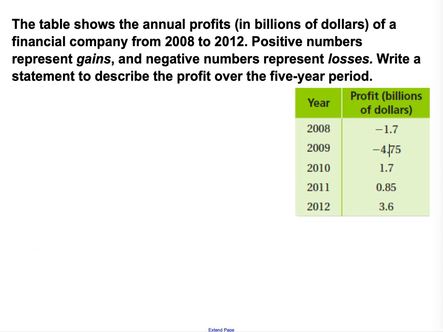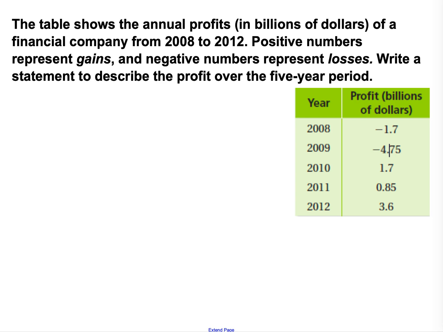All right, let's take a look at a story problem. It says this table shows the annual profits in billions of dollars of a financial company from 2008 to 2012. Positive numbers represent gains, negative numbers represent losses. Write a statement to describe the profit over the 5-year period.